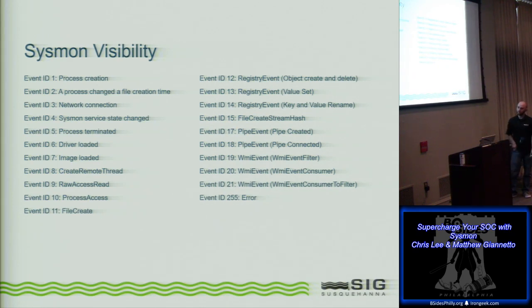Another one is network connection events. It's going to tell you every network connection that host made. It's going to tell you all the typical things that you'd expect from a network connection: protocol, source and destination ports, source and destination addresses. It's also going to tell you the user and the process that generated that network traffic, which is particularly valuable.